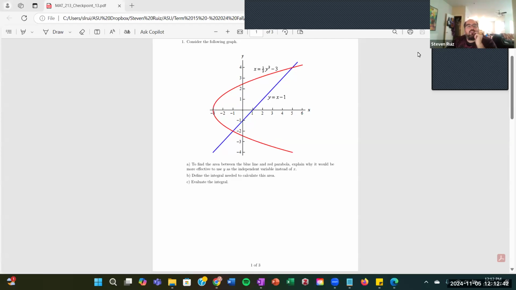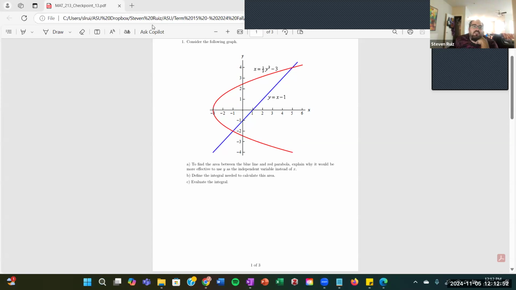All right, let's go ahead and look at checkpoint 13. So we have this graph here. I want to find the area between these two curves. Before I do that, though, the first question here asks, basically I'm giving you a hint. Why would I want to set up this integral in terms of y instead of in terms of x, like what you have mostly done?